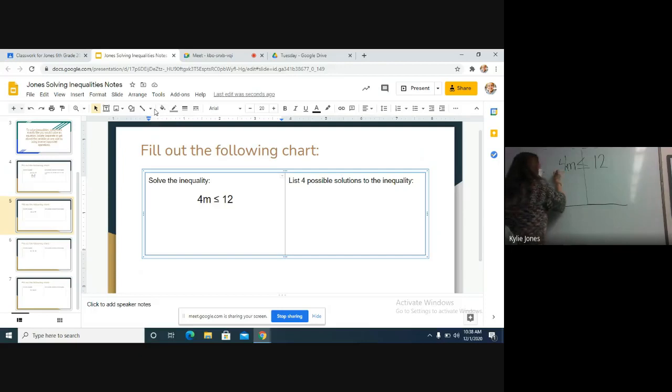Can we do 13 plus? Is 13 enough? No. Wait till we solve the problem, then we'll get to possible solutions.